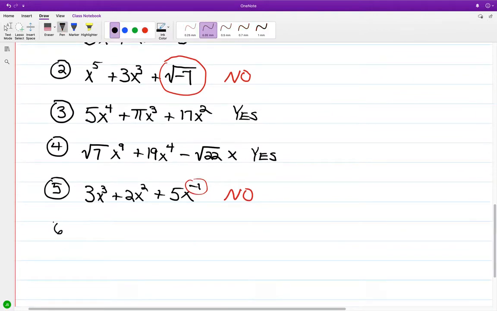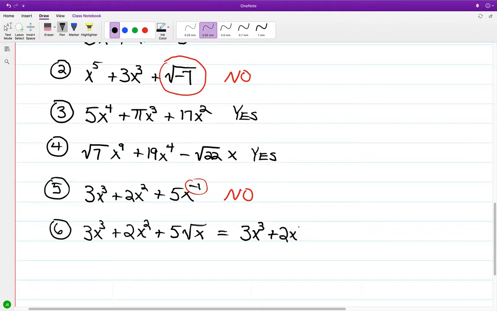And let's say that we have 3x cubed plus 2x squared, and we have plus 5 times the square root of x. And we have a reapplication of a radical, but this time we have it applied not to a number that is real, but to a variable, where we have the square root of x. And I tell you what, since we're looking at the degrees of x as part of the test, if we rewrite this as base x to a power, we have 3x cubed plus 2x squared.